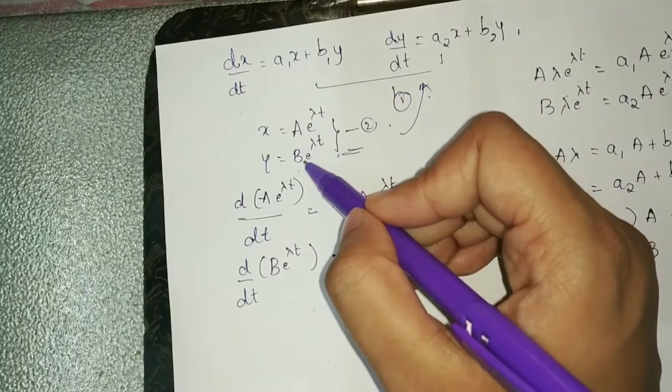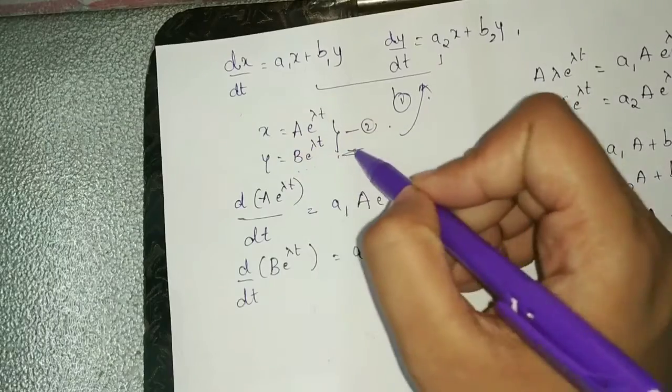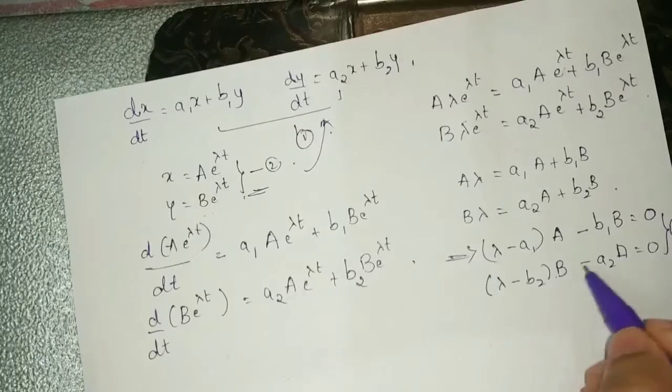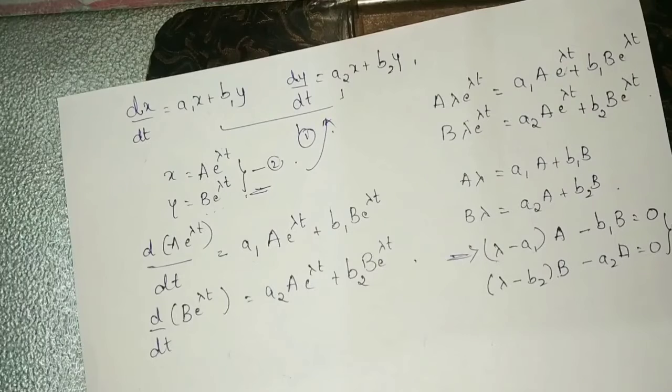Therefore, capital A and capital B will be arbitrary constants of this equation. So, we need to find out the value of A and B. But we all are looking for non-trivial solution.